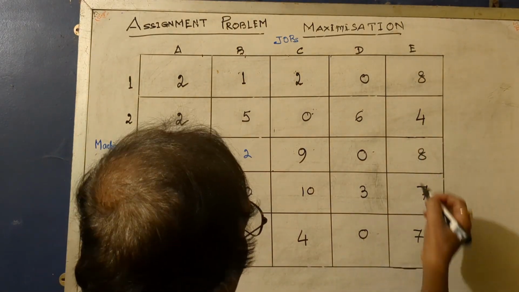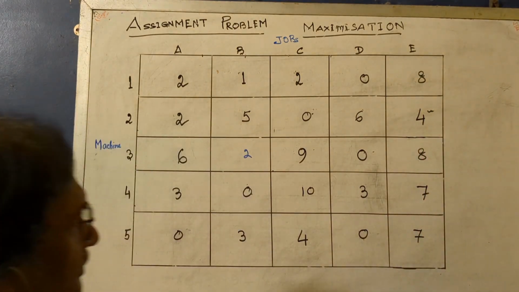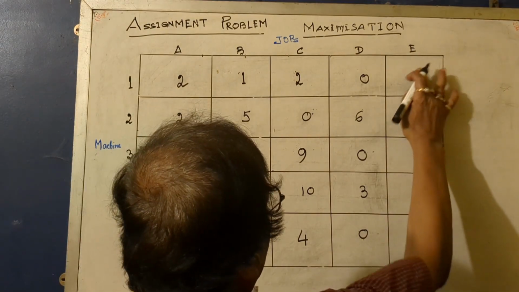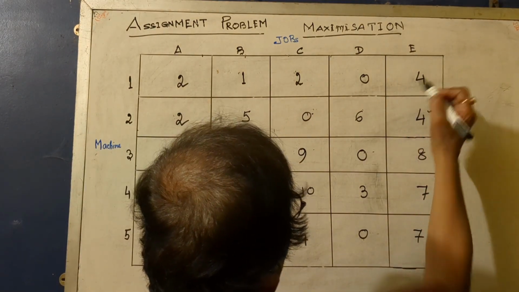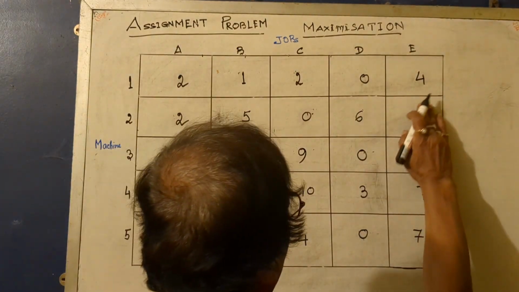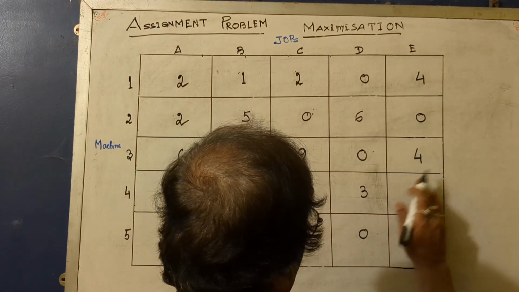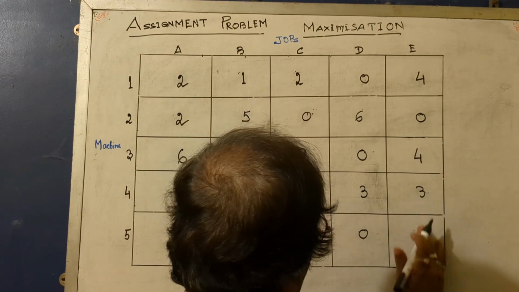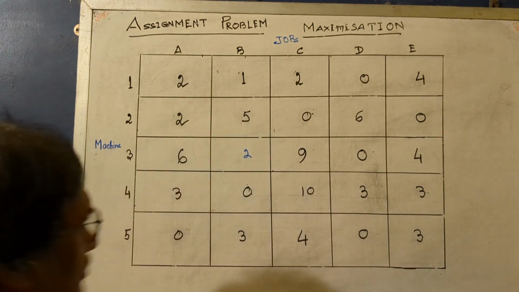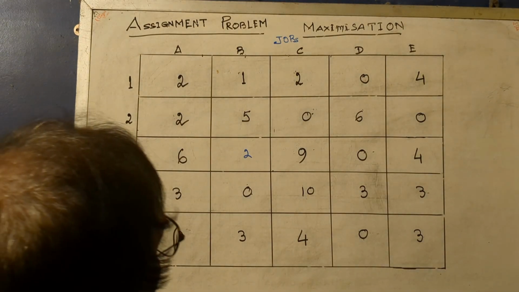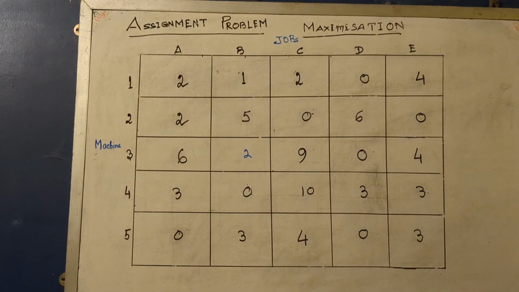For this column, the lowest element is 4. You have to subtract 4 from all other elements of this column. Then what will be the figure? 4 minus 4 is 0. 8 minus 4 is 4. 7 minus 4 is 3. And 7 minus 4 is 3. In this way, 4, 0, 4, 3, 3. In this way, you have to perform the row and column operation.